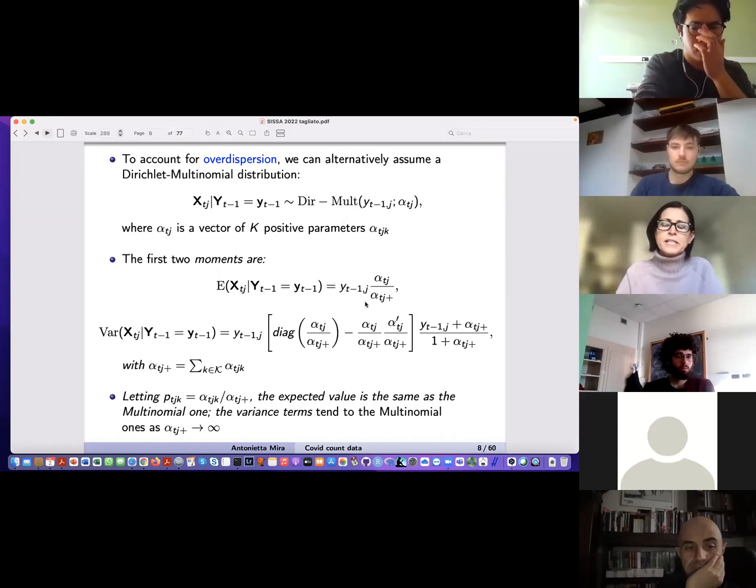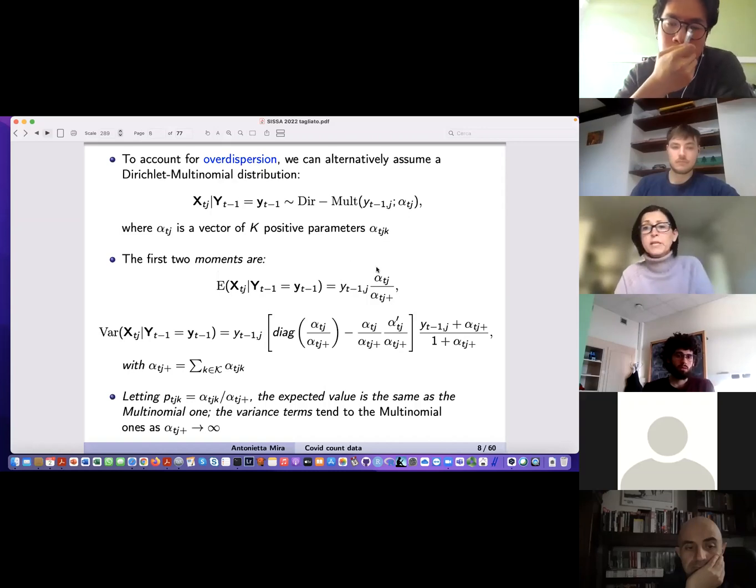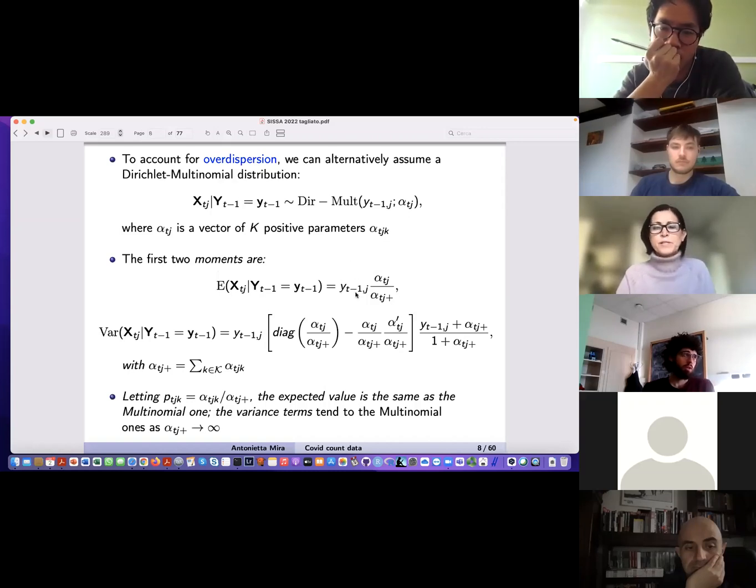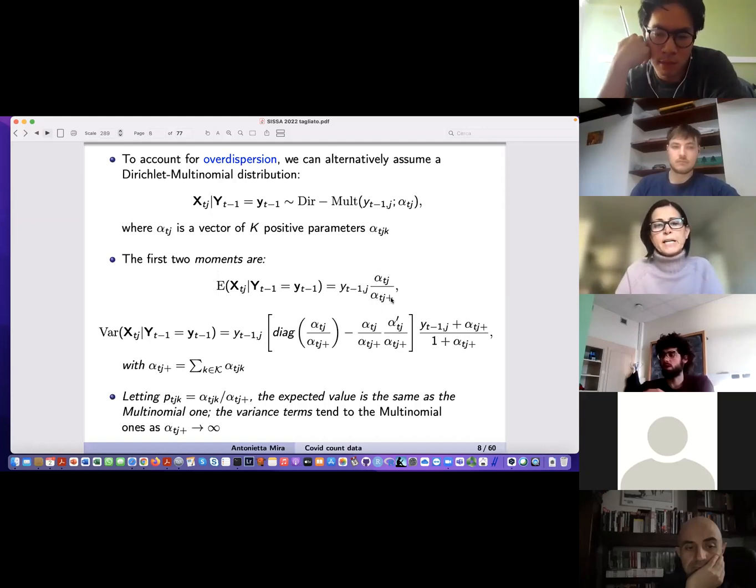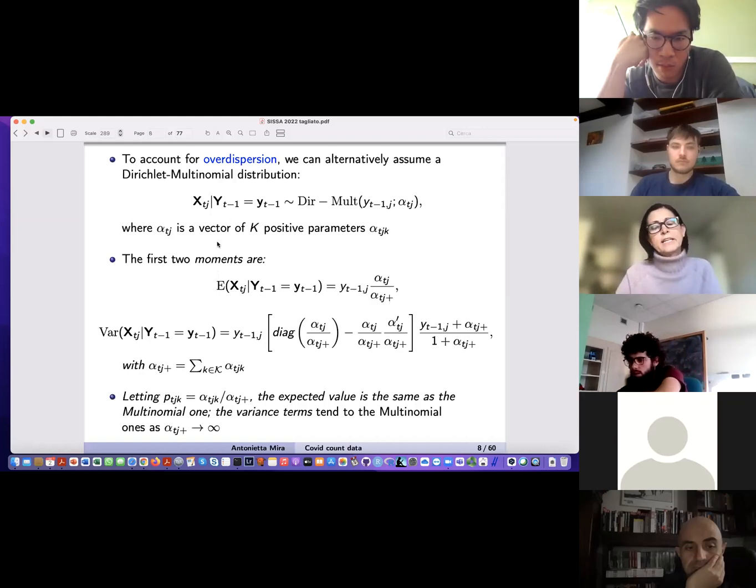And here you can see that it's similar to the previous one. So instead of being n times p, or better, y at the previous time times the probabilities, here we have the same y as before, and the role of the probabilities are the normalized alphas, with alpha plus being the sum of all alphas. And alpha is a vector of dimension k, in our case 6.